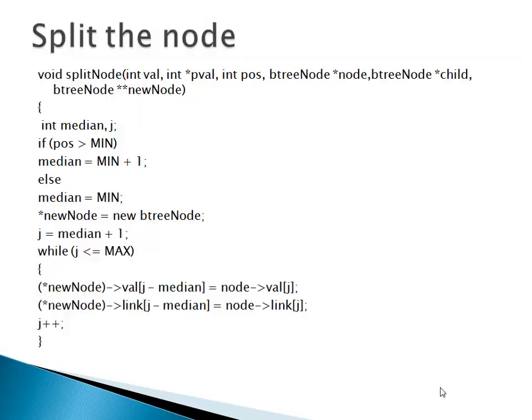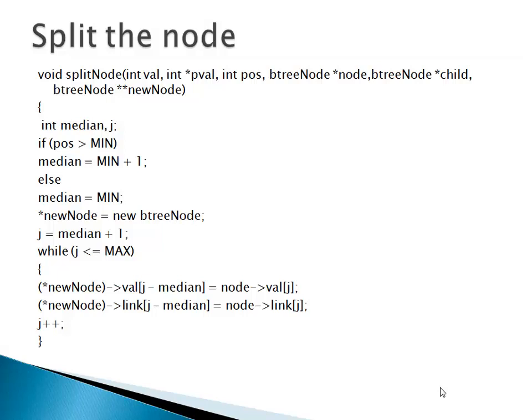Here is a function to split the node. So split node into median and j. If position is greater than min, then median equal to minimum plus 1, that is median equal to 3, else median equal to 2. Now creating a new node. Whenever we are splitting a node, the elements are moved into the new node, and the median is pushed to the already existing parent node.